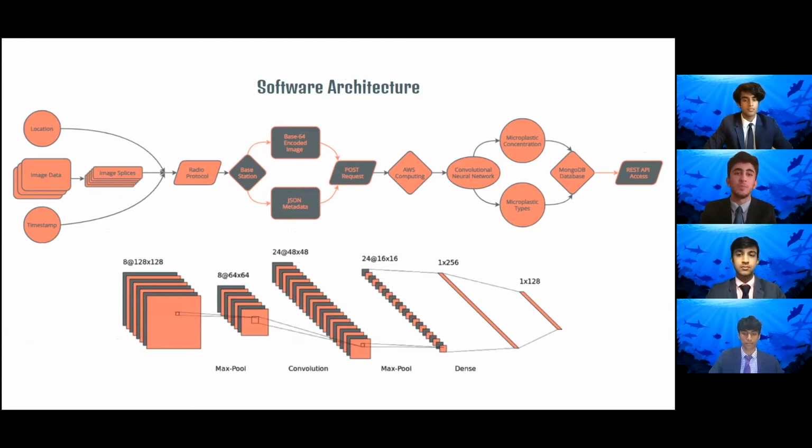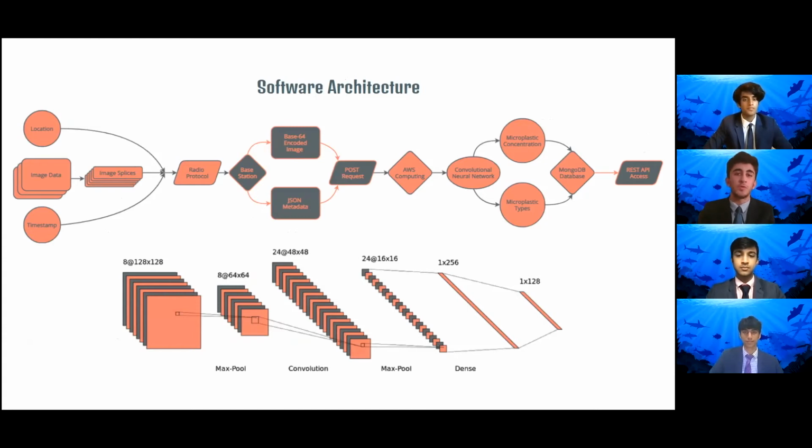First, captured images are tagged with location and time metadata. These images are then spliced so they can be transmitted to a base station via radio waves. This base station stitches together the image slices and encodes the image into a base 64 string, while storing the metadata in a JSON format.